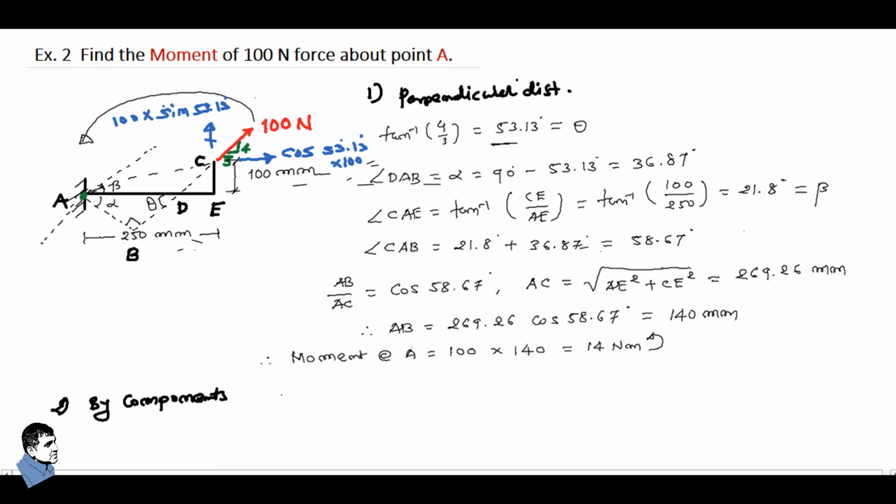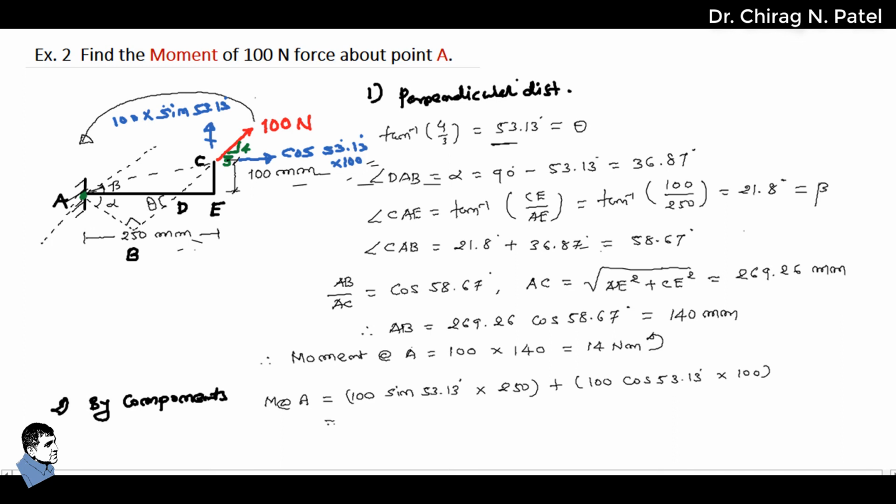So by taking the moment of these components at point A, our moment at point A equals, first we take the vertical component, that is 100 sine 53.13 degree multiplied by the perpendicular distance, that is 250 mm, plus the second component, that is 100 cos 53.13 degree multiplied by the distance 100 mm. If you solve that, you will get the same value, that is 14 Newton meter, again in the anti-clockwise direction. So this is the solution of example number 2.